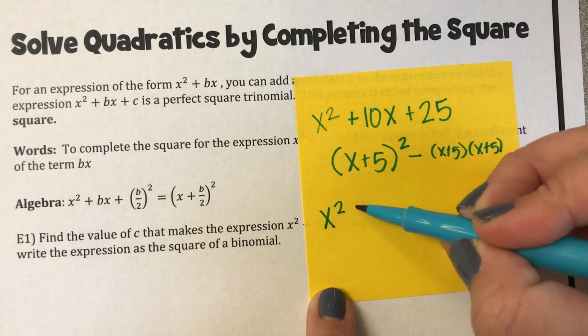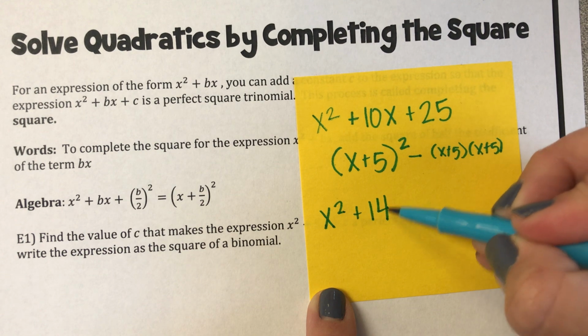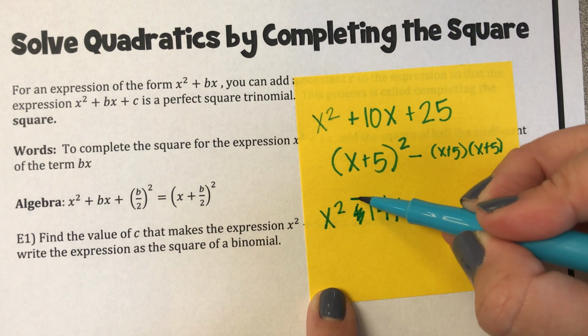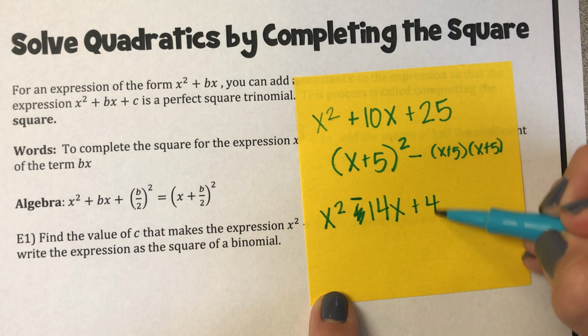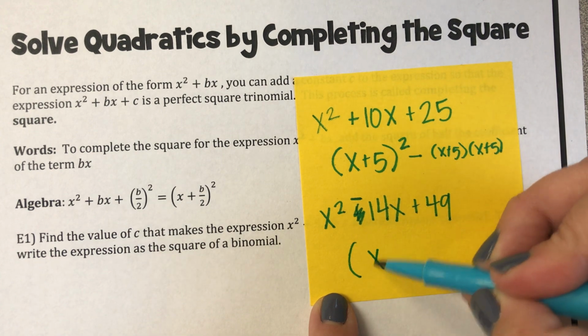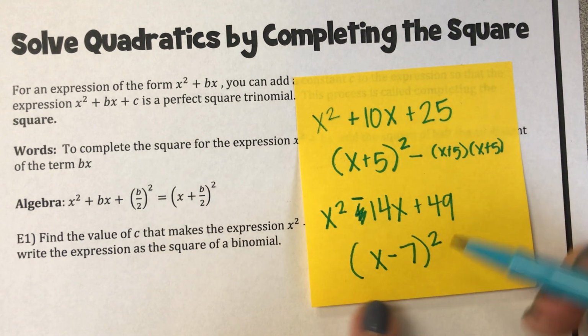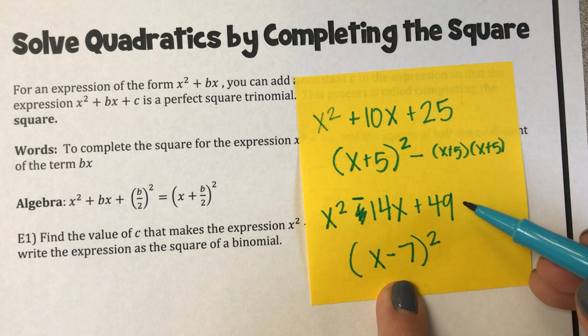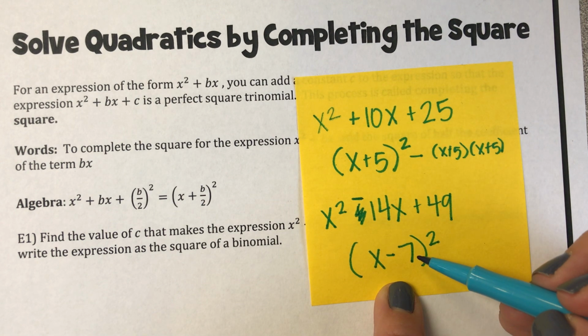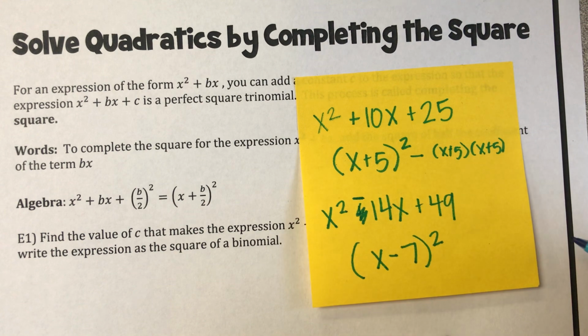Or x squared plus 14x, or we could even put a minus here, minus 14x plus 49, right? Where that would be x minus 7 squared. Negative 7 times negative 7 is 49, but negative 7 plus negative 7 is negative 14. These are perfect square trinomials.